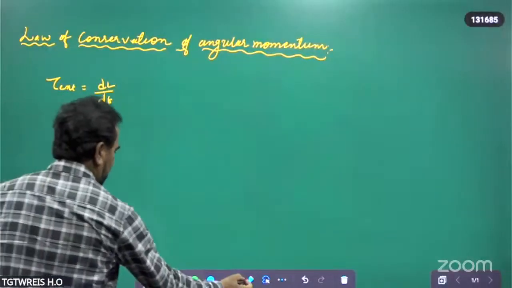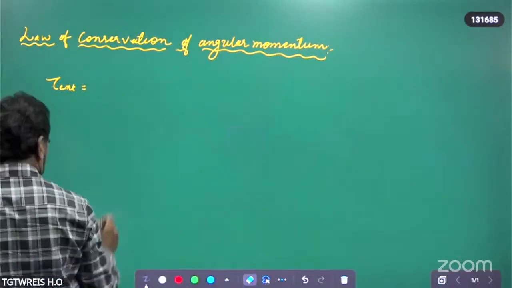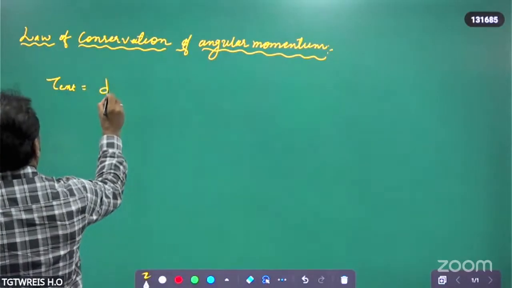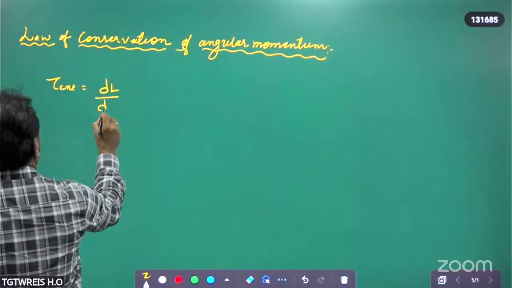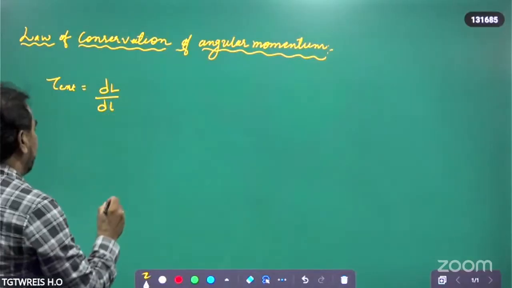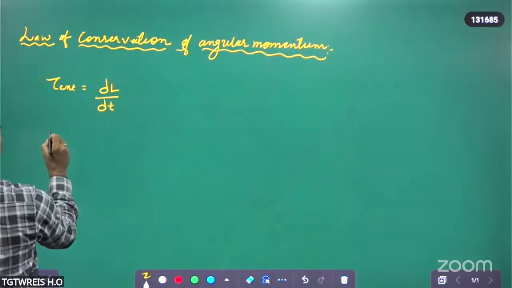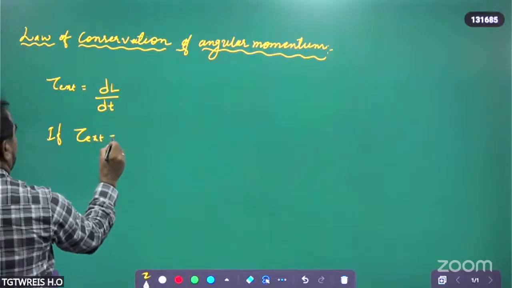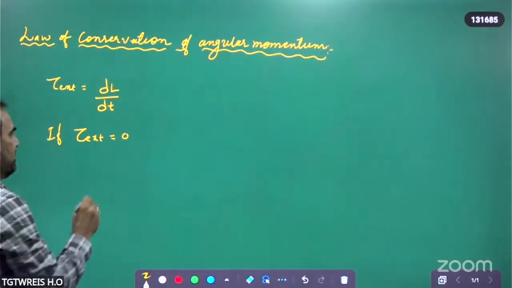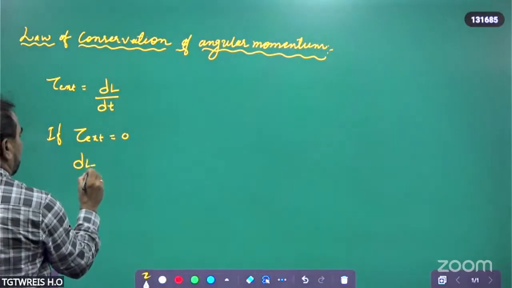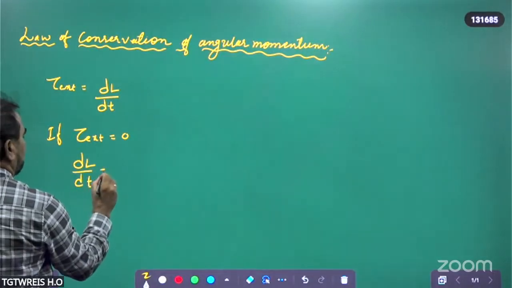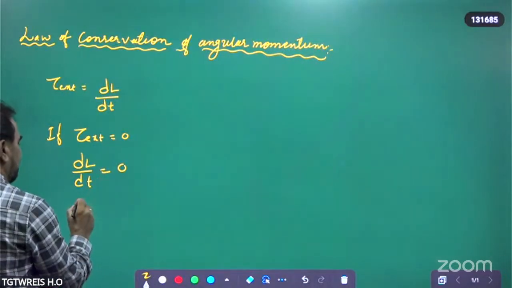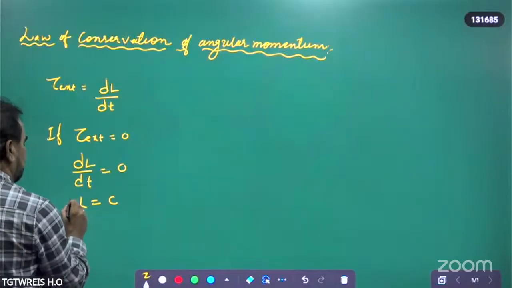Okay. External torque is equal to dL upon dt, which is already known. Torque is equal to dL upon dt. If the external torque is equal to 0, then dL upon dt is equal to 0. What is the meaning of dL upon dt equal to 0? It means L is equal to constant.